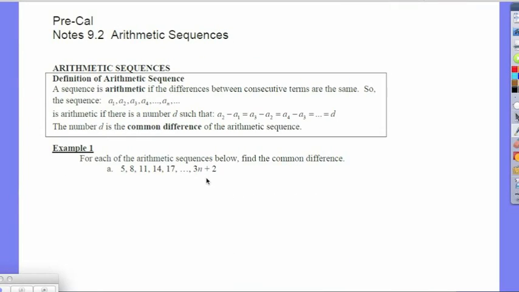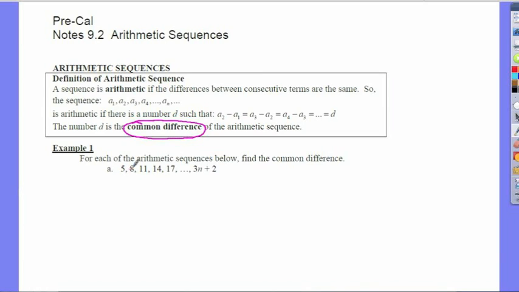Arithmetic sequences. Next lesson will be geometric sequences, so make sure that you pay attention to the difference between the two. For an arithmetic sequence, we will have a common difference, and when we get to geometric sequences, we will have a common ratio. So an arithmetic sequence is a sequence that has a difference between consecutive terms that's the same, which means we have a common difference.